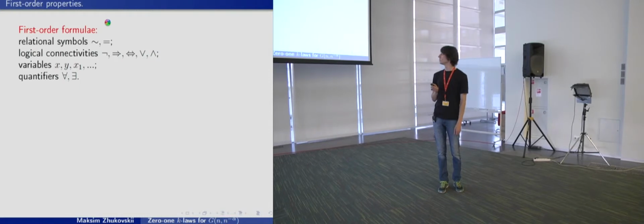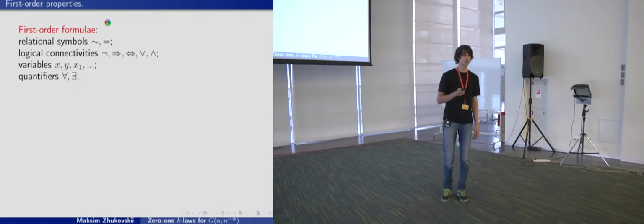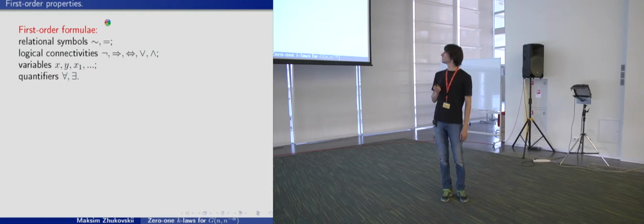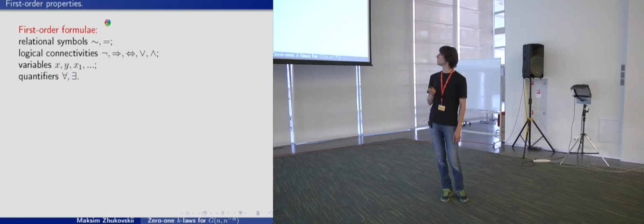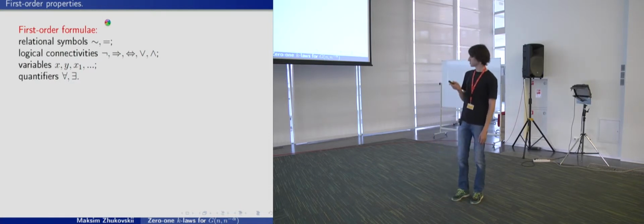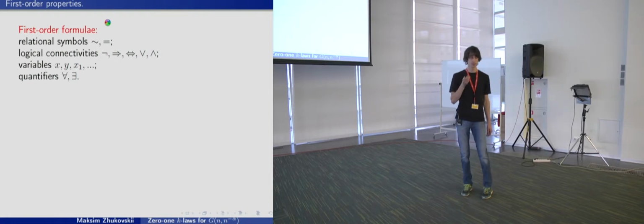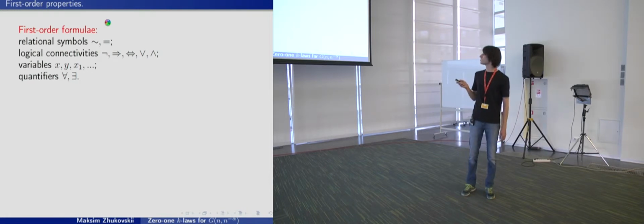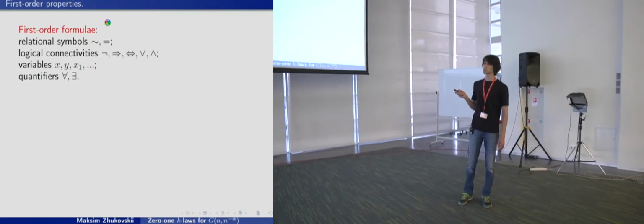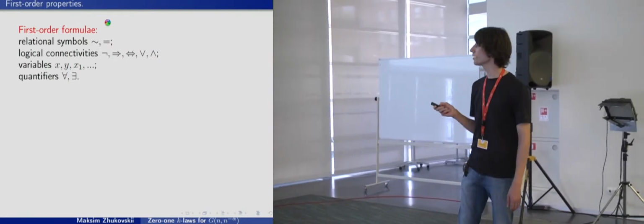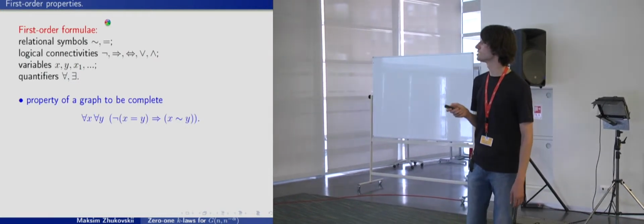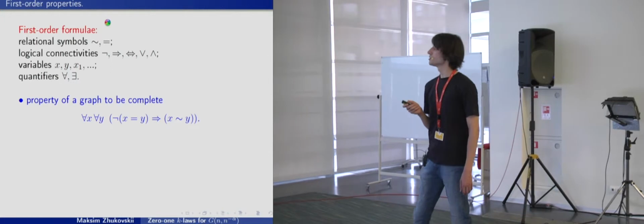First order properties are expressed by first order formulas, which are built of the following symbols: relational symbols, the first one being the symbol of adjacency and the second one the symbol of coincidence, then logical connectives, variables, and quantifiers. We need variables to express the vertices of the graph. For example, this is the first order property of a graph to be complete.